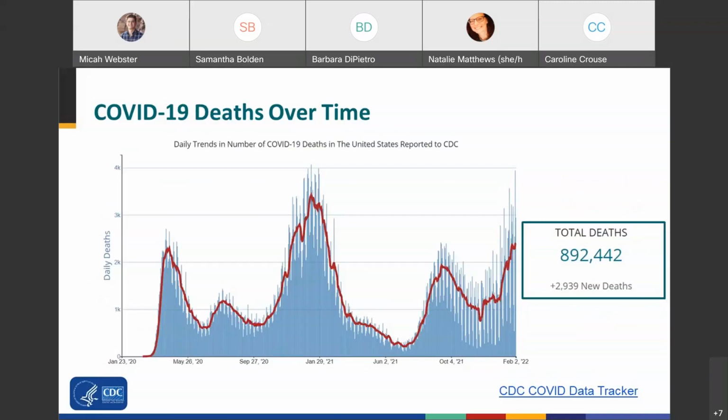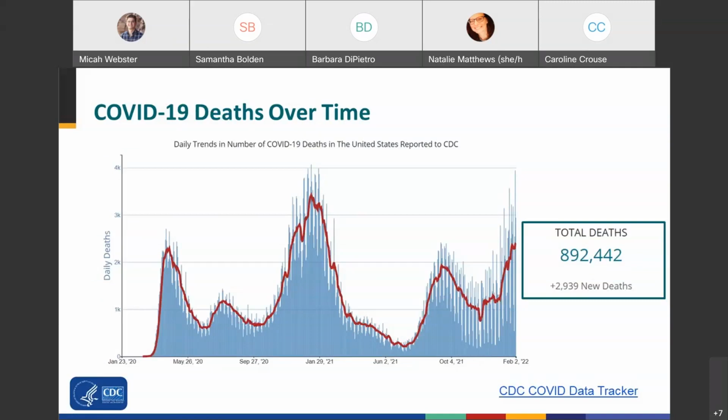We've been keeping an eye on deaths for a little while now. We can see that the number of deaths is still increasing. And just as a reminder, I've said this before, but just to say it again, deaths do typically lag a little bit behind cases. So, we'll continue to keep an eye on this moving forward.